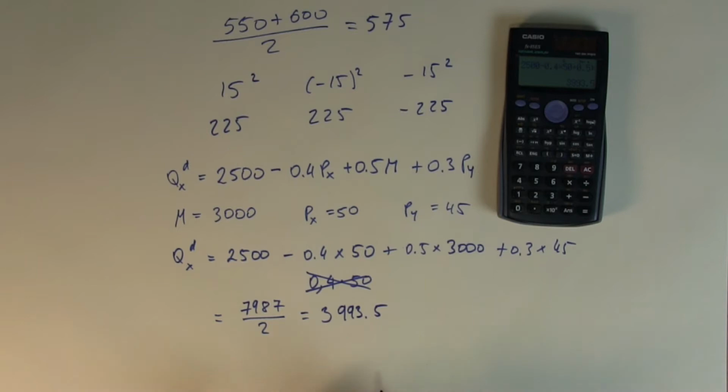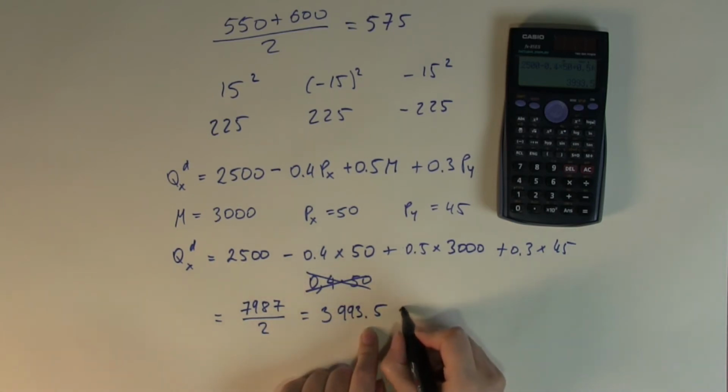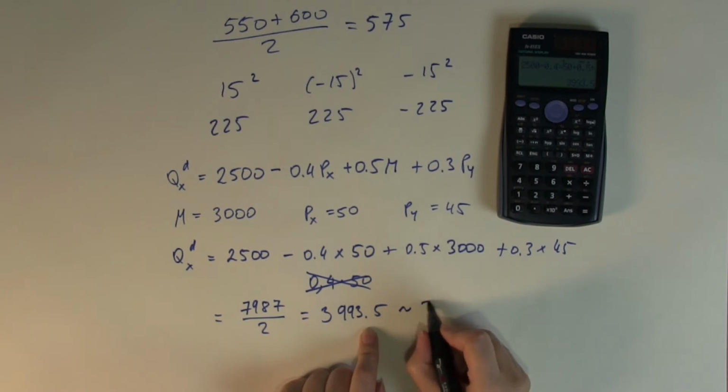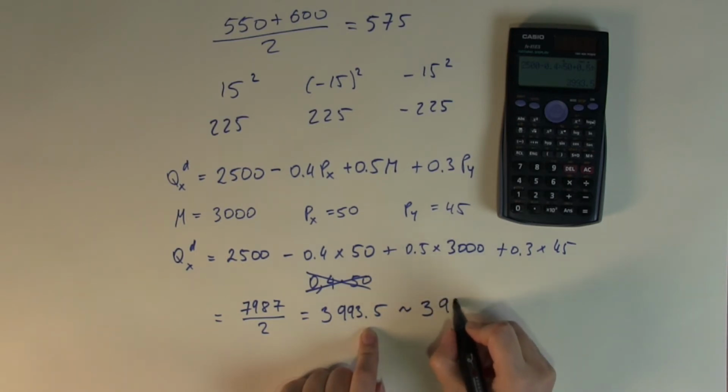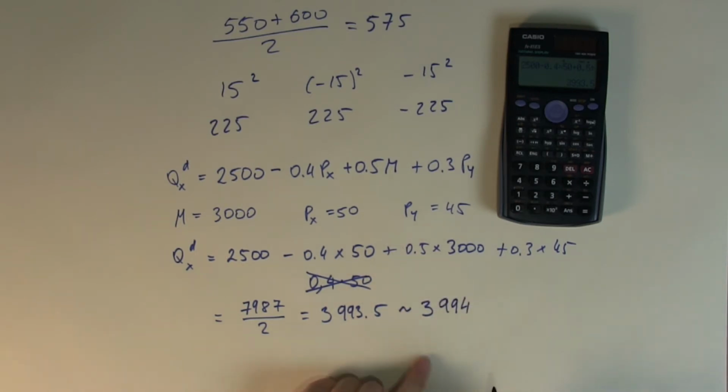Now again, if we think about it in real life terms, we can't really demand half of a product. So strictly speaking, in many cases, this would be more like 3,994 quantities that we demanded, because obviously you can't have half a product of something.